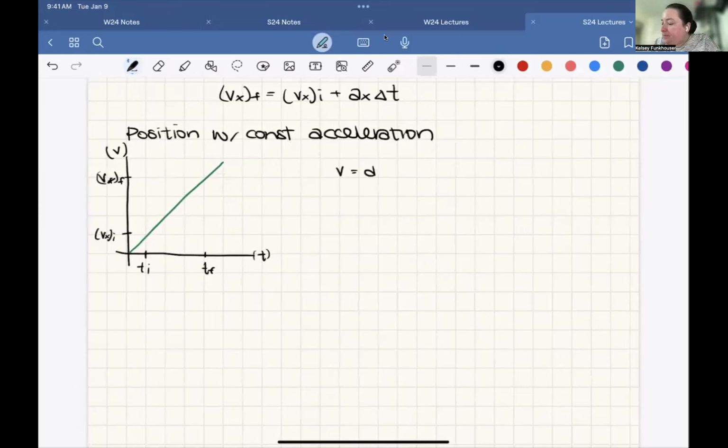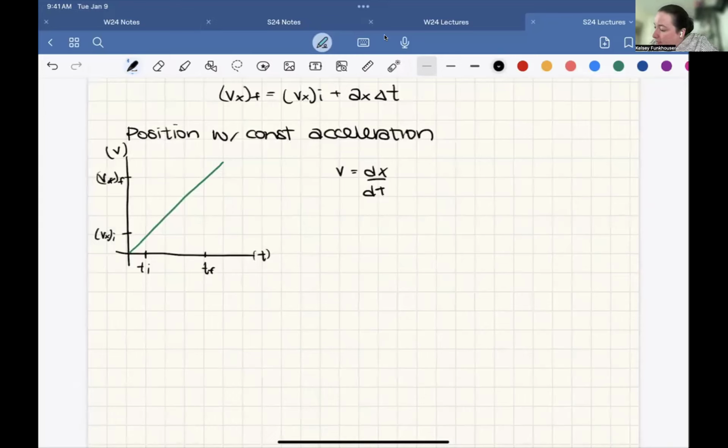So one thing to know, velocity is, well, I'll just write it. Velocity is the time derivative of the displacement or position with respect to time, or that's what a time derivative is. But how that also works is if you want to know what the displacement is, you can just take the area under the curve.